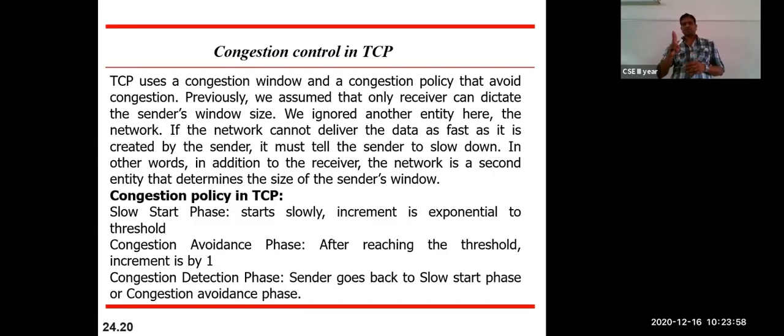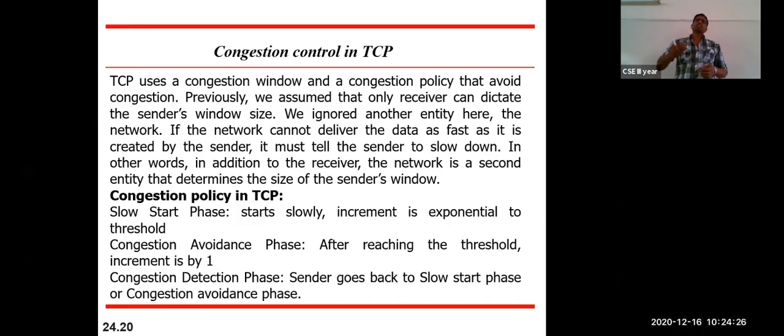Next it sends 2 packets. Everything is fine. Then exponential increment, 2 power 2. Next it sends 4 packets. Next it sends 8, 16, 32. So the communication happens by using the first phase called the slow start phase in TCP. In a slow start phase, it starts slowly and then incrementation happens exponentially to the threshold. That is the last point.